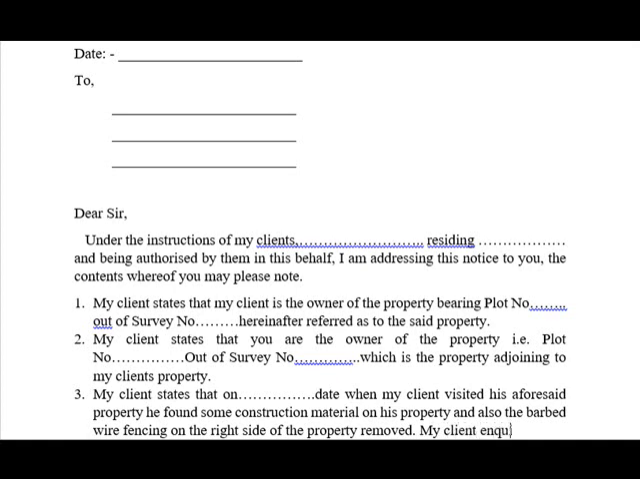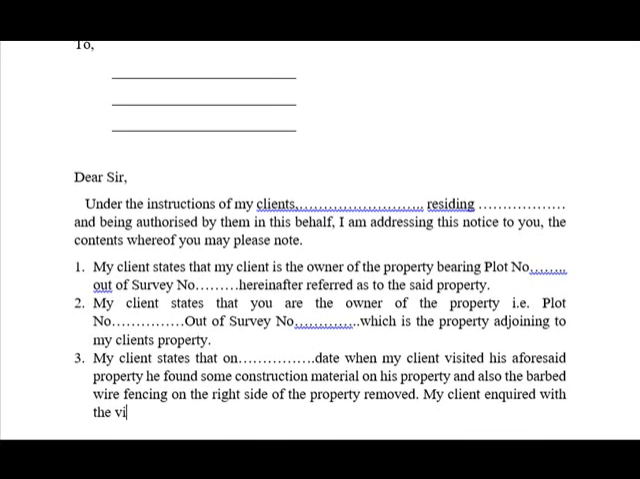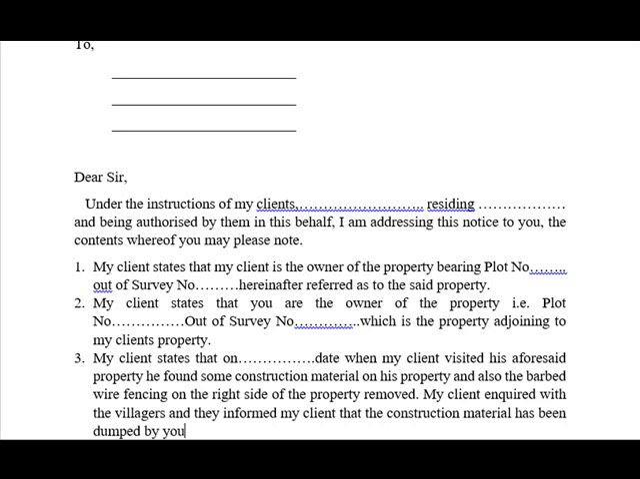My client inquired with the villagers and they informed my client that the construction material has been dumped by you and you have removed the barbed wire fencing.